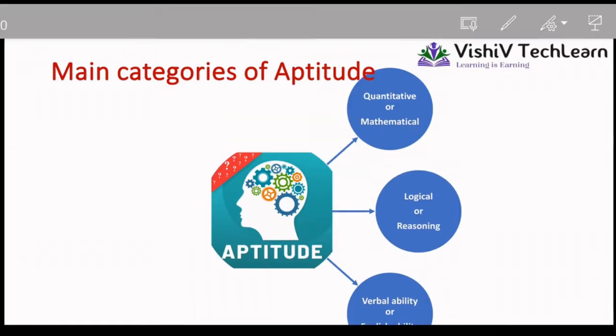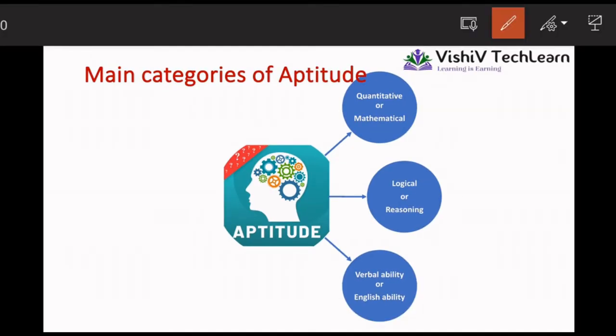Main categories of aptitude are basically three categories. Quantitative, as you can see here, quantitative or mathematical, logical or reasoning, and the third one is verbal ability or English questions. Now basically in these categories, if we are talking about quantitative, then there will be a major focus on calculations, the mathematical part.